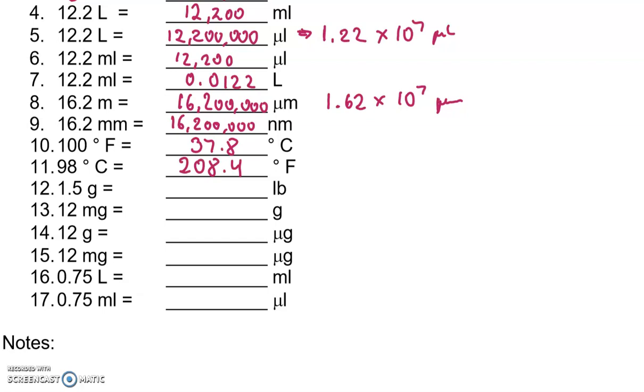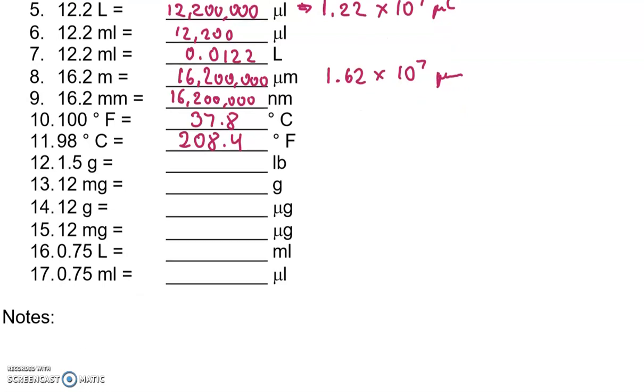Next step on 12, let's convert 1.5 grams. So here on 12, for that calculation, we need to take the 1.5 grams and divide it by 453.39, which is given to you on the top of the page. That is the conversion between grams and pounds. Once we did that, we come up with 0.0033 pounds. So that would be 1.5 divided by 453.39.